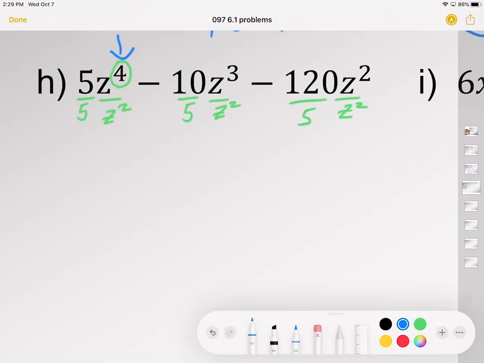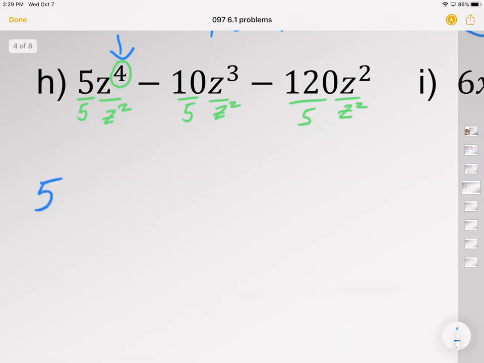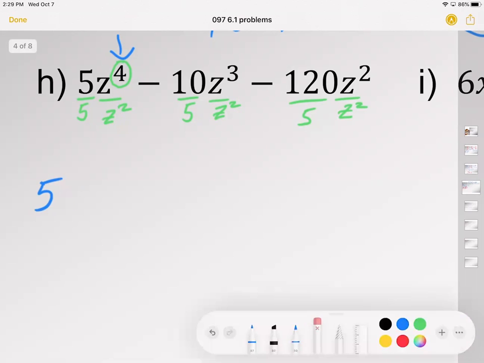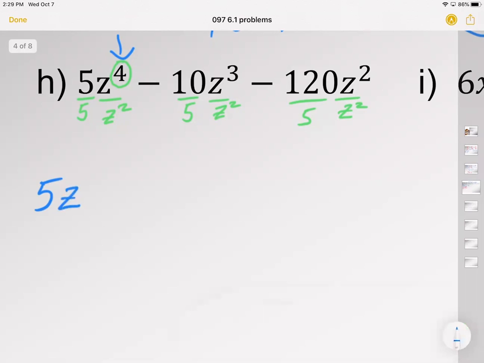So what can we pull out? Hopefully you guys say, well, we can pull out a 5Z to the 2nd power. If you pull it out, 5 going into 5 is 1 time. Z to the 4 minus Z to the 2nd will give me Z to the 2nd. And 5 going into 10 gives me 2. I still have a Z. And 5 going into 120 gives me 24. 5 going into 12 is 2 times, 5 going into 20 is 4 times, 24.